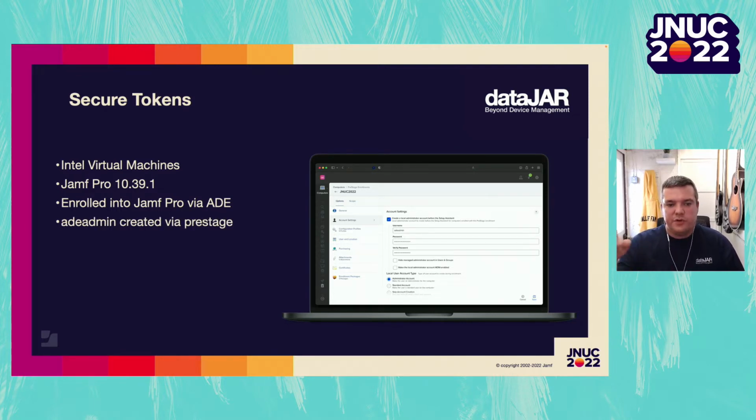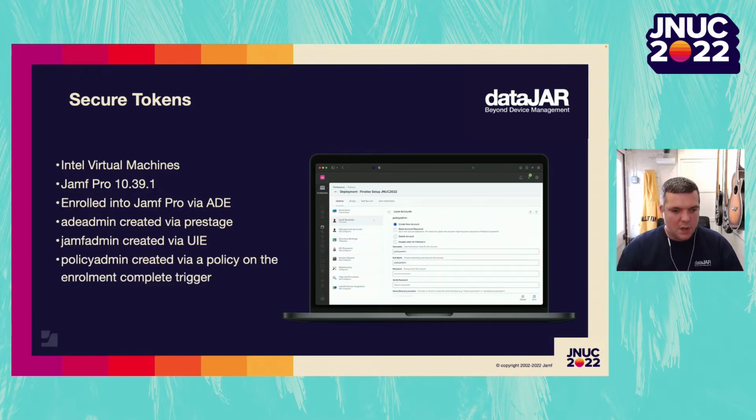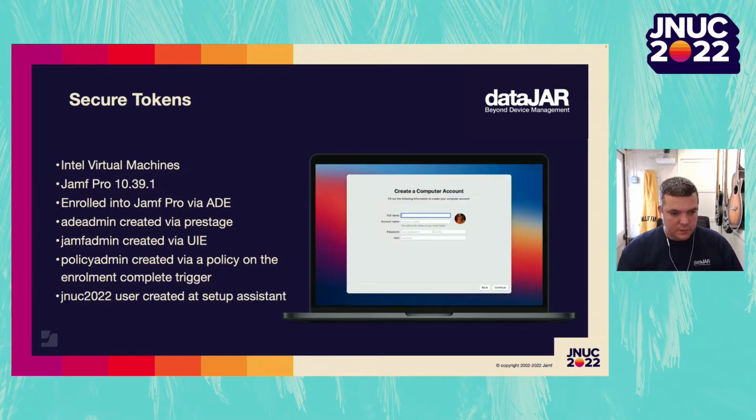I created an admin during the pre-stage in ADE. Create an admin under UIE, so this would be your management account. When you do your ADE enrollment, the UIE settings, the user initiated enrollment settings, still come in, so the management account comes in that way. And that account's called Jamf admin. I created an account on the enrollment complete trigger called policy admin. And I created a user called JNUC 2020. So the idea here was for me to ascertain who was getting what at what point, and that was trying to be laid out there.